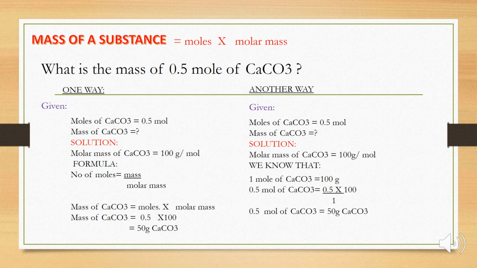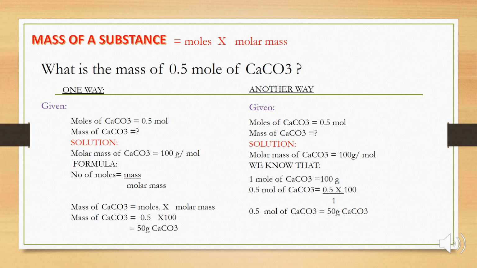Solution: the molar mass of calcium carbonate can be easily calculated, that is equal to 100 grams per mole. By using the formula number of moles is equal to mass divided by molar mass, we can easily calculate the mass of calcium carbonate by rearranging this formula, that is, mass of calcium carbonate is equal to mole into molar mass. And by putting in the values of the mole and the molar mass, we get 50 grams of calcium carbonate.